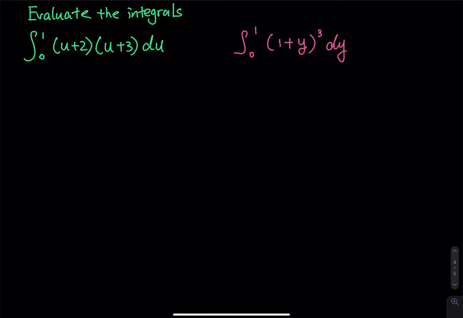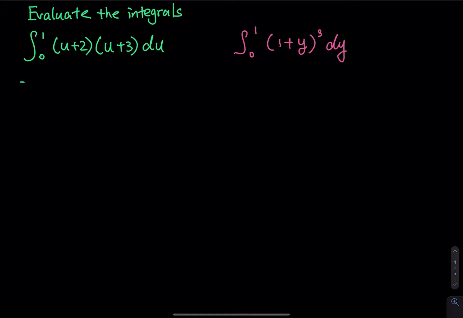Let's evaluate these two integrals. So the first one, we have the integral of u from 0 to 1. We have a product of two factors. So how do we deal with this kind of integral? First, you have to FOIL. You have to fully open up the two products.